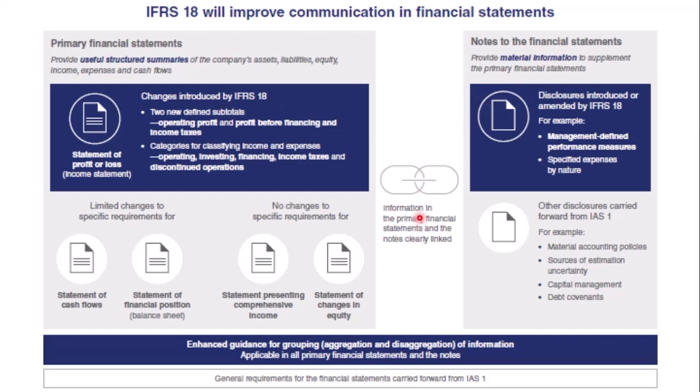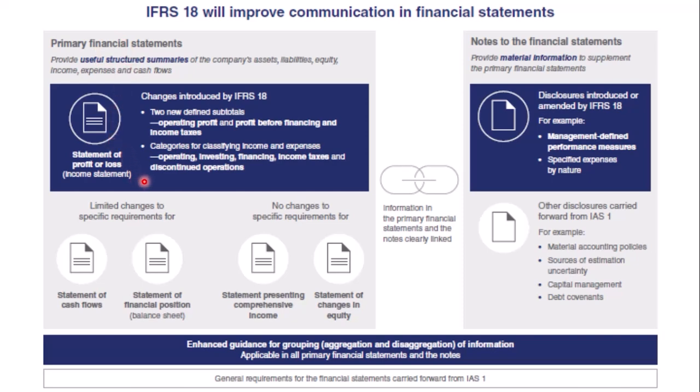So the information in the primary financial statements and the notes are more clearly linked as a result of IFRS 18. There's a lot more information that says, oh, well, you know what, this has to be explained in a note. You can't just have this, you must explain what it consists of in a note. So yeah, but the primary financial statements is a useful structured summary.